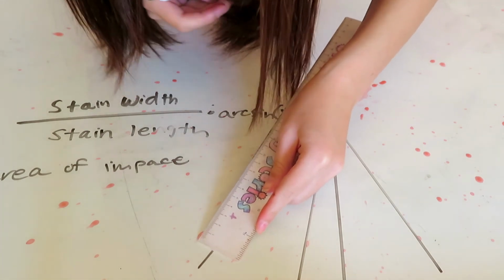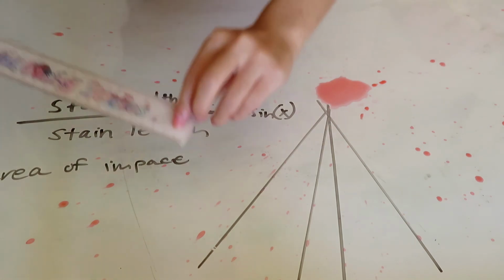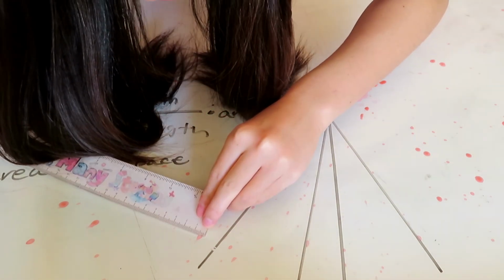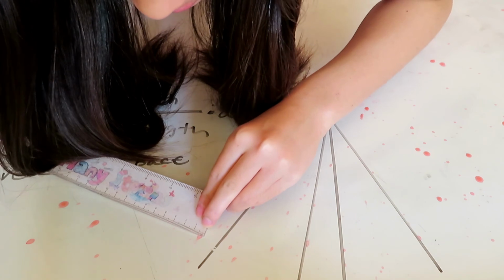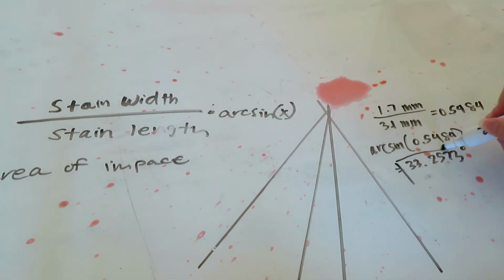This one is around 3 millimeters, and then I'm going to measure the width of this, and it's around 1.7 millimeters. Those are the two measurements we're going to be using. Then we can divide 3.1 into 1.7, and then we can find the arc sine of that number, and then we'll be able to find the angle. I'll write it over here. So it equals around 33.2573 degrees, as you can see.